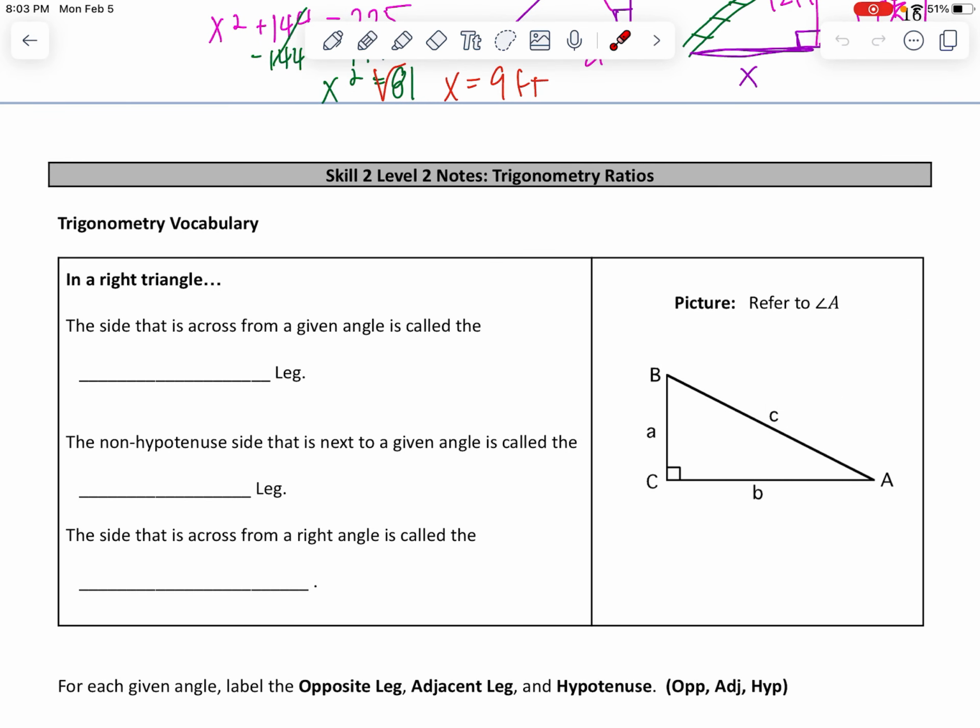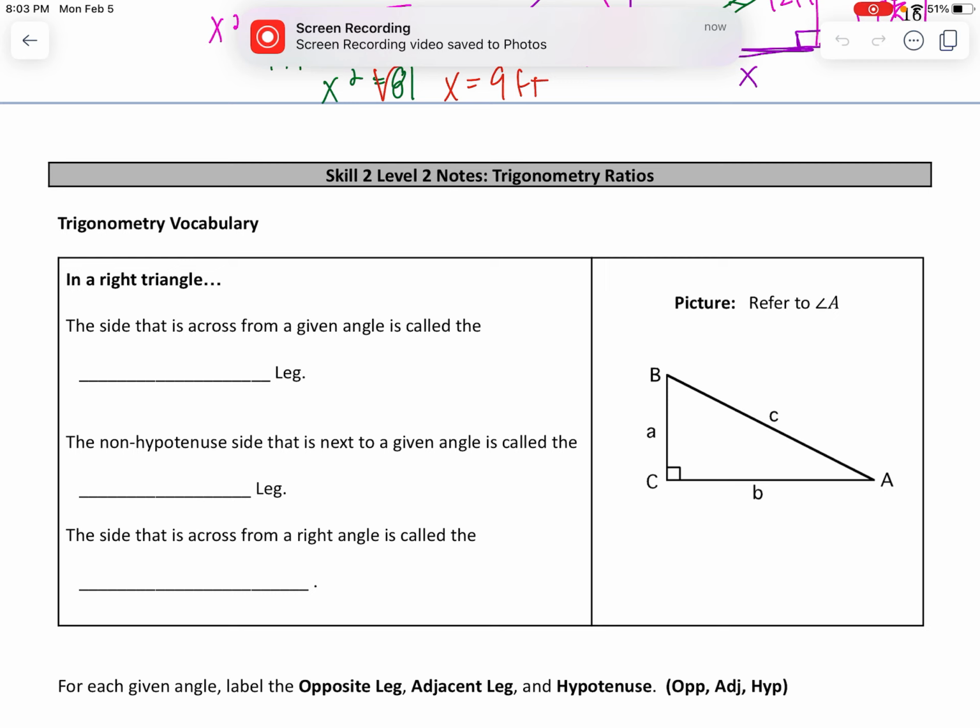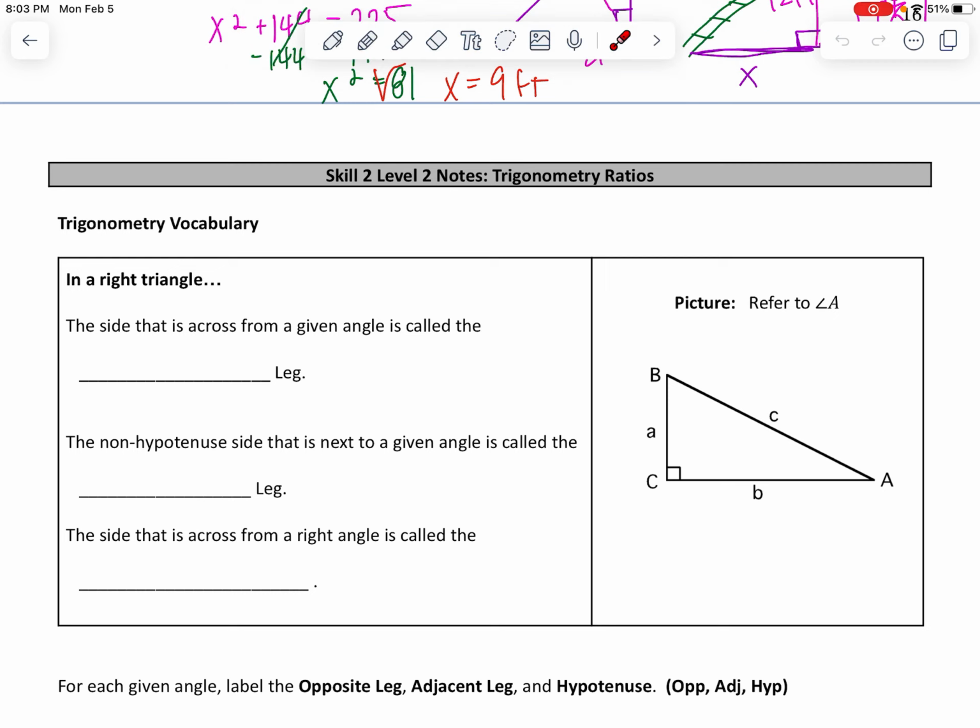We're on Skills 2, Level 2 Notes, and we're dealing with trigonometry ratios. It says trigonometry vocabulary. So we're still dealing with right triangles. Let's go ahead and look at my right triangle that I already have provided for you. It says refer to angle A, so I'm going to highlight angle A. You can circle it, square it, do whatever you want to do with it.